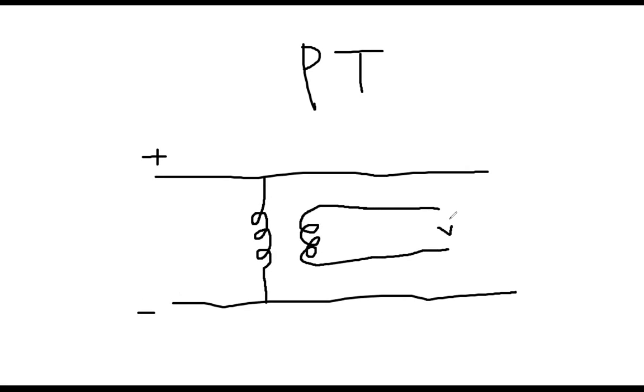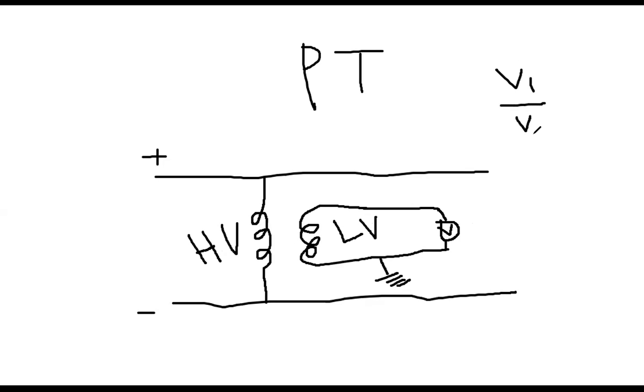And then here you connect your voltmeter at this point and at this point. Again, for safety purposes, make it properly grounded. So you can guess that this side should be the high voltage side and this side should be the low voltage side, so that this voltmeter reads a very low value of voltage. And then with the turn ratio, V1 over V2 equal to N1 over N2, you will get the voltage on the high voltage side.